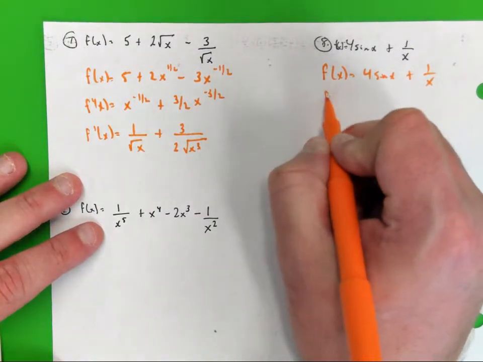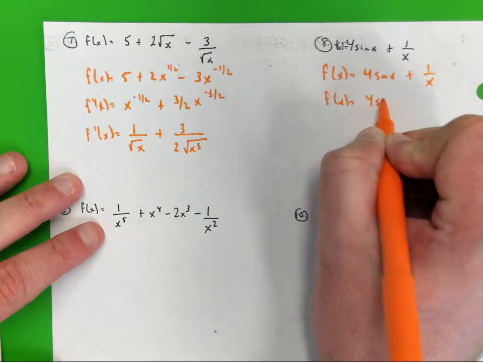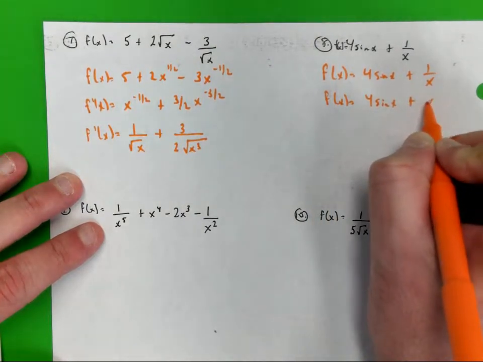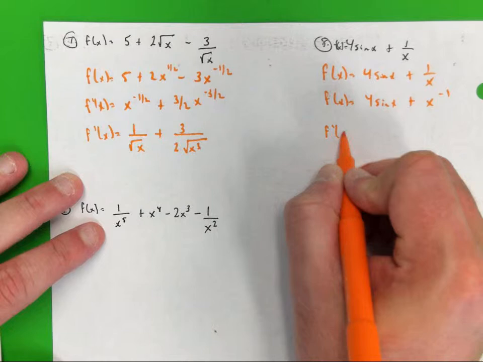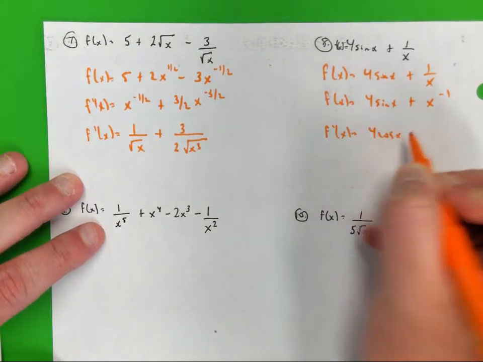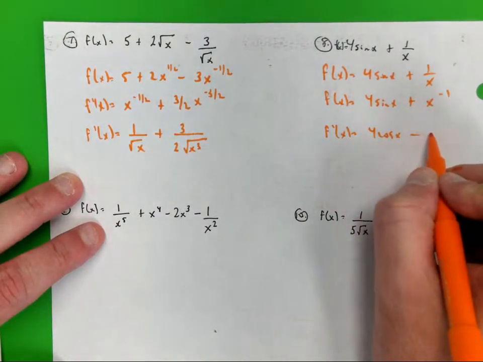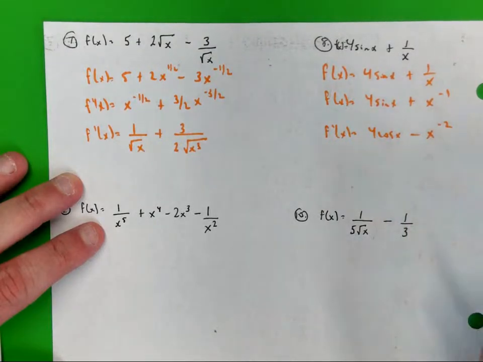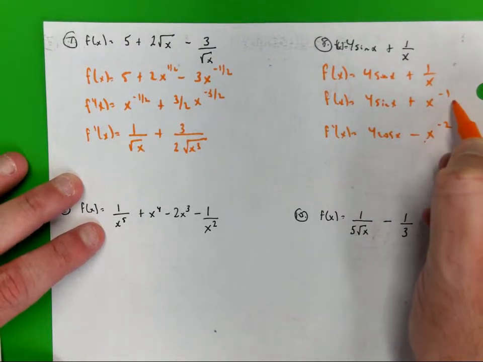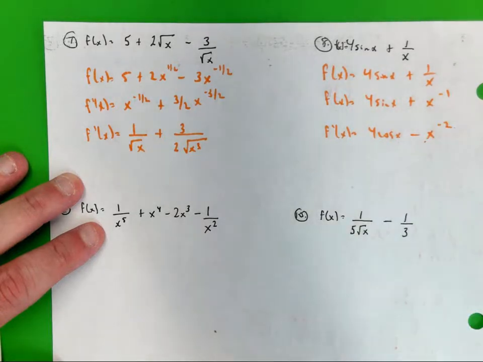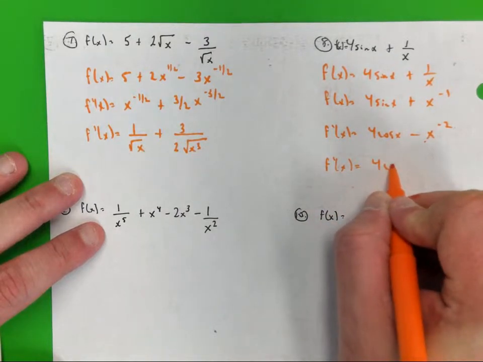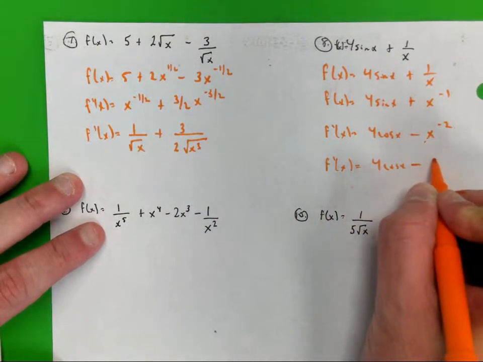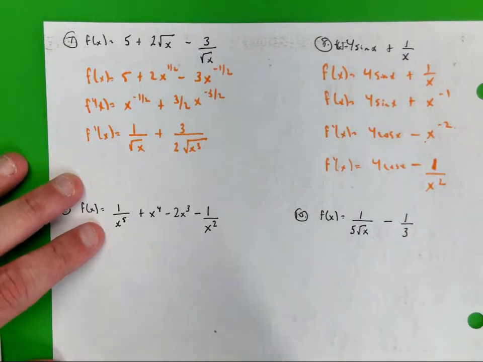But we need to rewrite something first, don't we? Which one do we need to rewrite? So that would be plus x to the what? Negative 1. What is the derivative of sine x? So it would be 4 cosine x. Negative 1 times 1 is minus x to the negative 2nd. Because negative 1 times 1 is negative 1. Negative 1 minus 1 is negative 2. That's my derivative, but before I submit my answer, I want to clear up the negative exponent. 4 cosine x minus 1 over x squared.